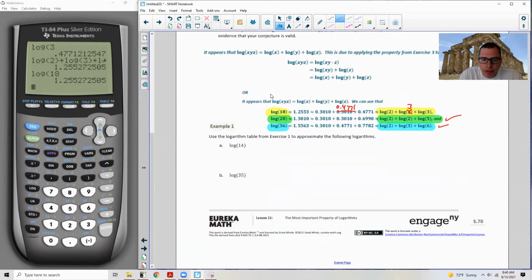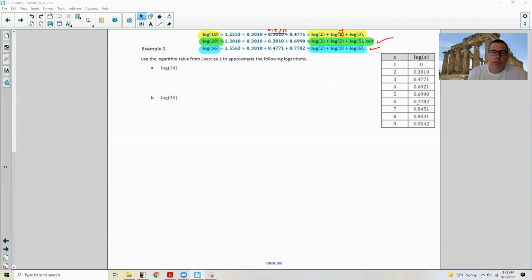Okay, all right, anyhow. Now on to example 1. It says use the logarithm table from exercise 1 to approximate the following logarithms. So I brought the table in. These are logs 1 through 9. We should be able to find these with our new rule. So the log of 14, I need to find two numbers less than 10 that are the product of that.